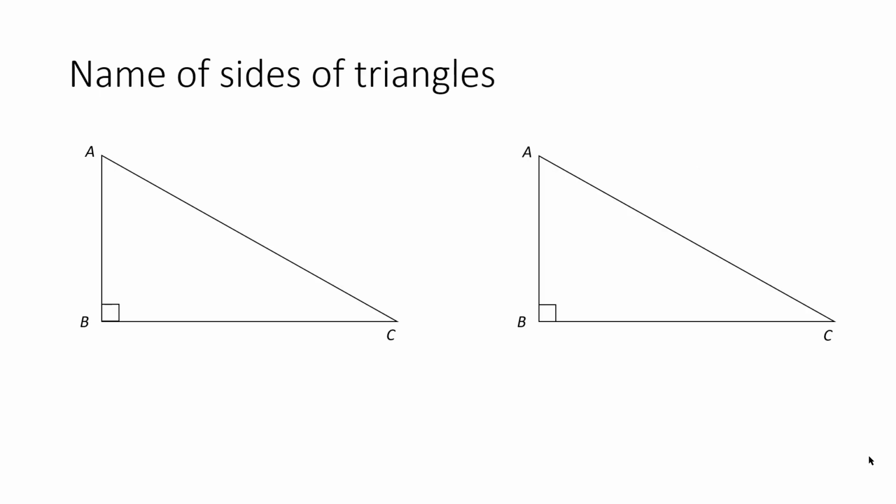Before we begin, it is important for you to know the names of the sides of a right angle triangle. During your lesson on Pythagoras theorem, you should have learned that the side that is opposite the right angle, or the longest length of a right angle triangle, is known as the hypotenuse. Hypotenuse. So this is also the hypotenuse.